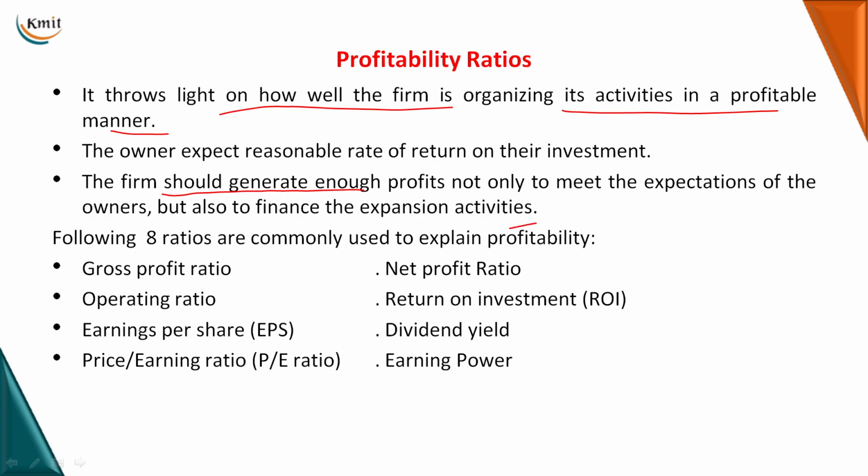So here are listed 8 ratios which help the firm to assess its profitability. The first one is gross profit ratio, operating ratio, earnings per share, as well as price earning ratio, net profit ratio, return on investment, dividend yield, as well as earning power.